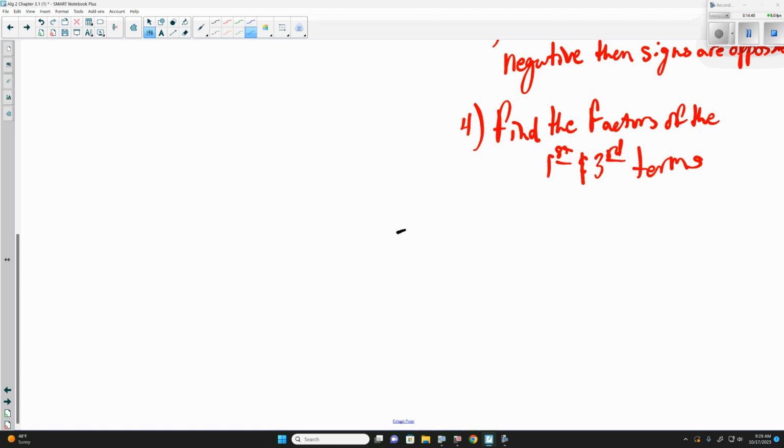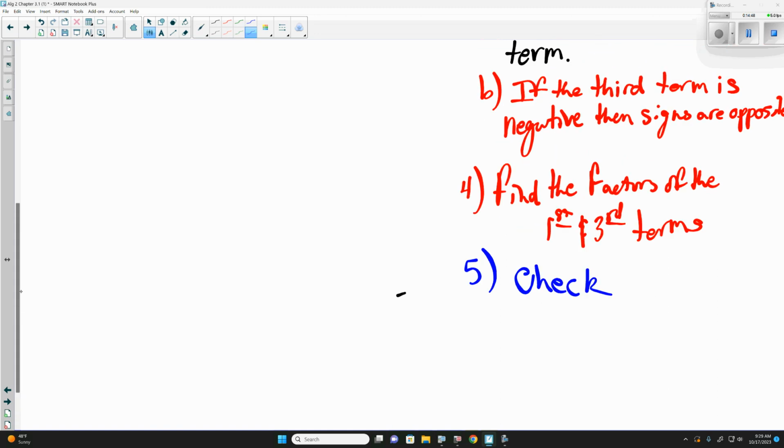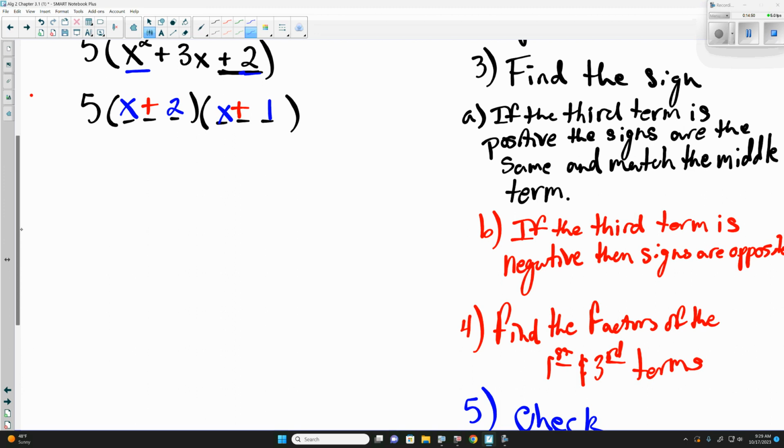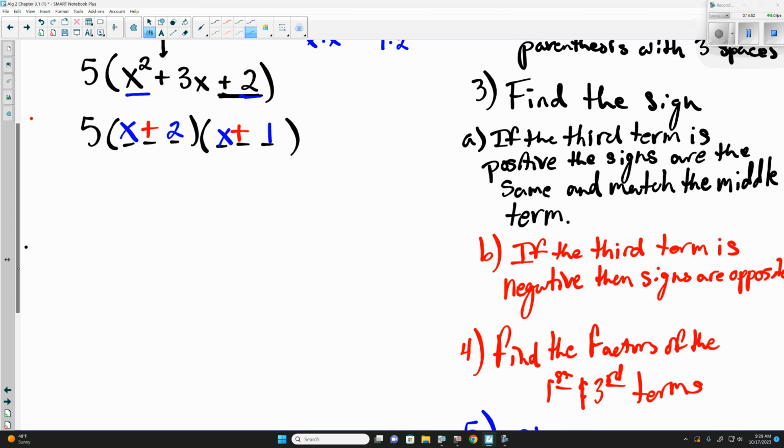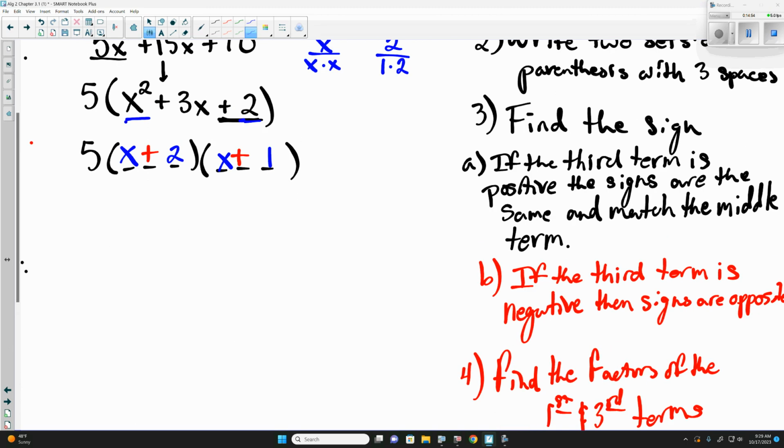There is one last step. The last step is to check. And what we're checking is to make sure that our x squared plus 3x plus 2 does indeed factor to x plus 2 times x plus 1.